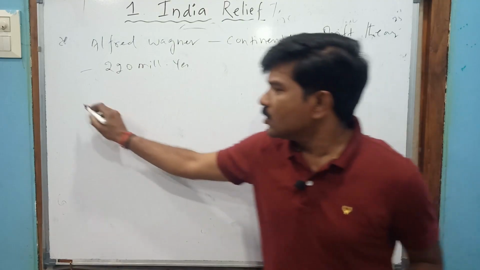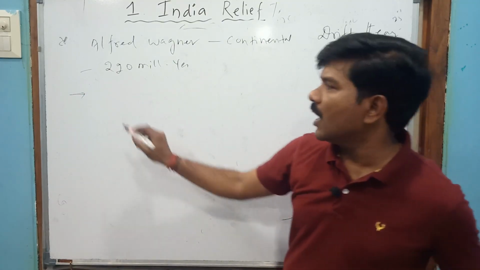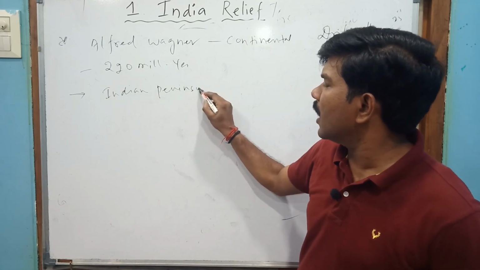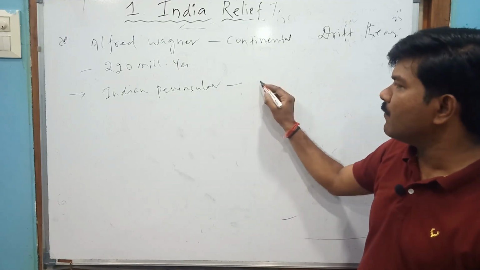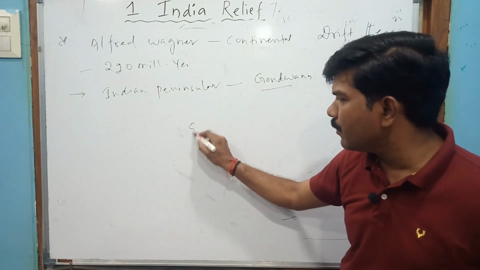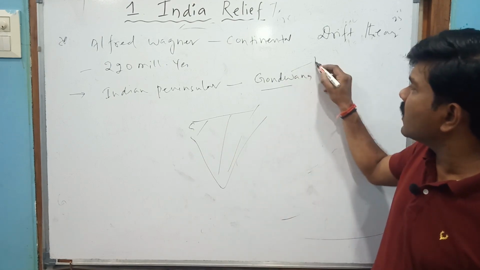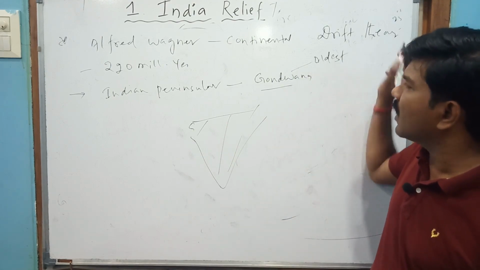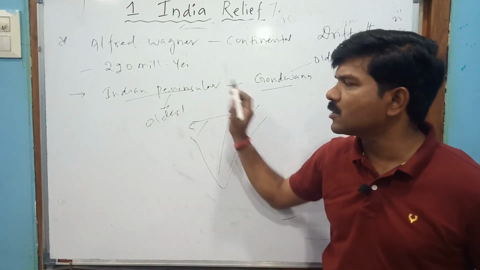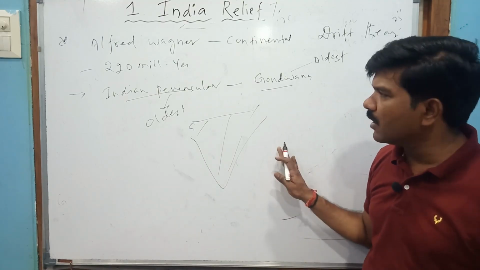It's very, very important. So the Indian landmass, or Indian peninsula, I repeat, the Indian peninsula, came from Gondwana land. The Indian peninsula is completely the Gondwana part. Gondwana is the oldest landmass. In India, which is the oldest one? The Peninsular Plateau is the oldest one. It's very, very important.